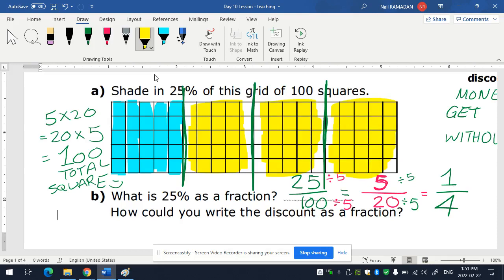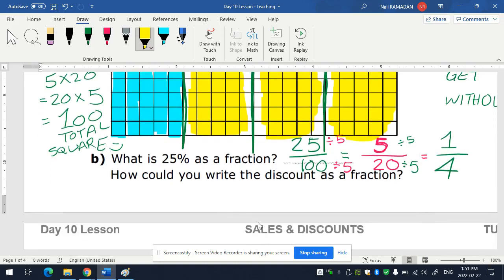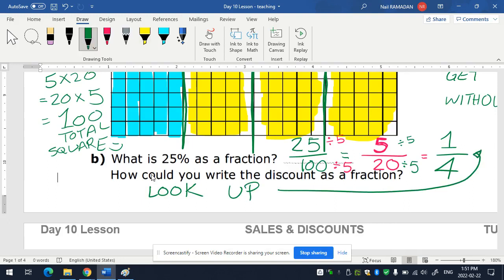So always remember, any percentage can always be turned into what? Into a fraction. And that helps you out because then you don't sometimes have to look at those big numbers anymore. You can just say, oh, I just need 1 out of 4. So 1 block out of 4 total blocks. Okay? Always remember that's a very helpful trick. So how could you write the discount as a fraction? We just did. Just look up. Look up right here. Go ahead. Basically, that's it.